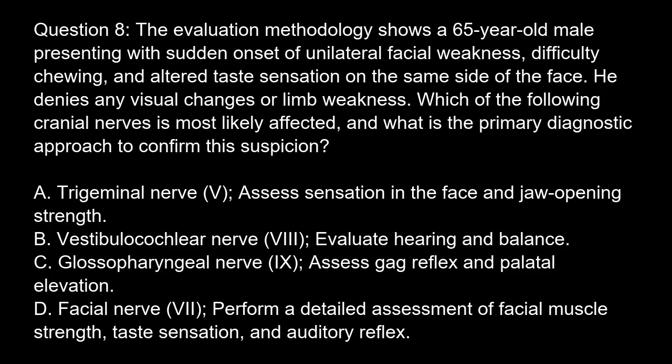Question 8. The evaluation methodology shows a 65-year-old male presenting with sudden onset of unilateral facial weakness, difficulty chewing, and altered taste sensation on the same side of the face. He denies any visual changes or limb weakness. Which of the following cranial nerves is most likely affected, and what is the primary diagnostic approach to confirm this suspicion? Option A. Trigeminal nerve V.